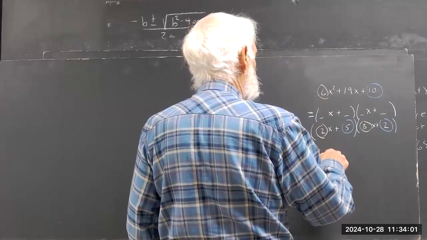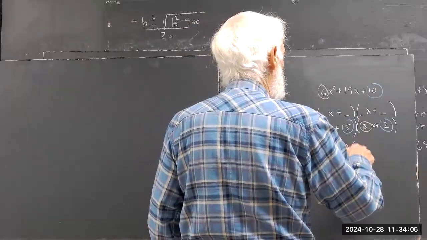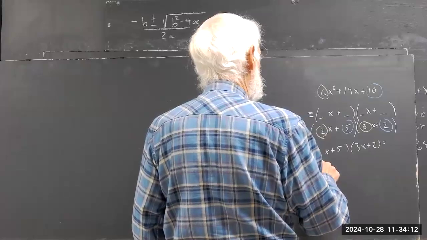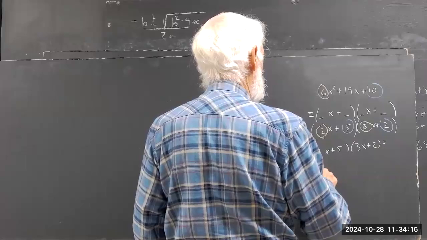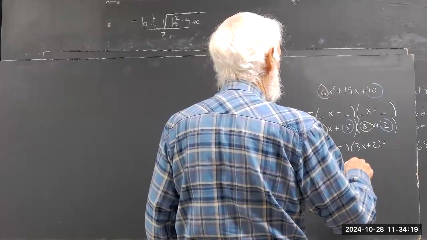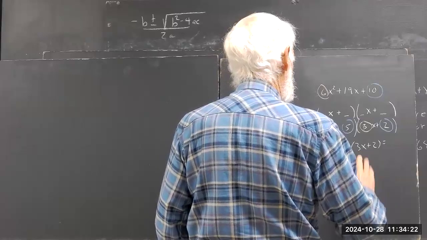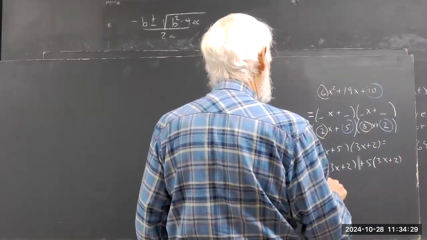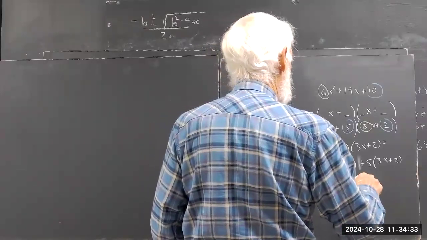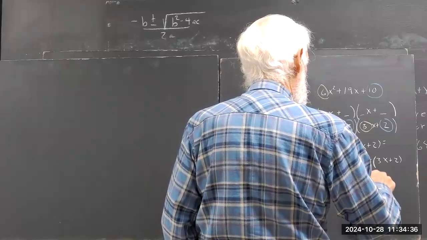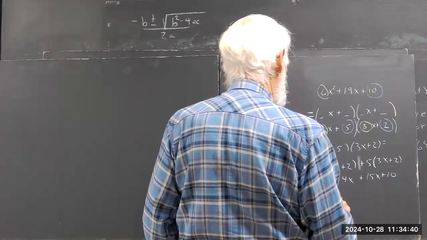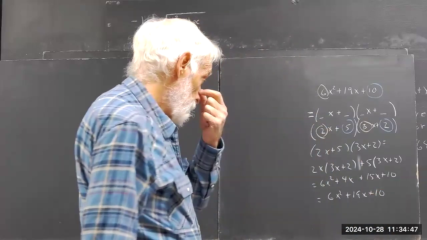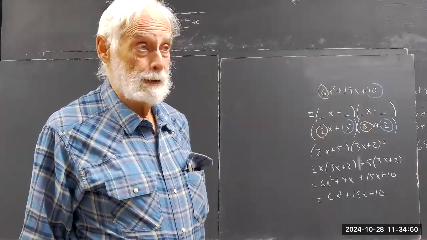Okay, so just to write it out, 2x plus 5 times 3x plus 2 equals... I'm tempted to shortcut it, but 2x times 3x plus 2x times 2 plus 5 times 3x plus 5 times 2, which equals 6x squared plus 4x plus 15x plus 10, which equals 6x squared plus 19x plus 10. So we just happened to stumble on the right possibility here.